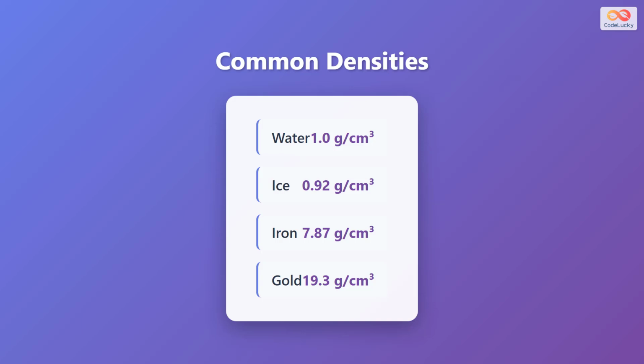Let's look at some common materials and their densities. Water has a density of 1.0 grams per cubic centimeter, which serves as a reference point. Ice has a slightly lower density of 0.92 grams per cubic centimeter, which is why ice floats on water. Iron has a much higher density of 7.87 grams per cubic centimeter. Gold, one of the densest common materials, has a density of 19.3 grams per cubic centimeter. These values help us understand and predict how different materials will behave in fluids.